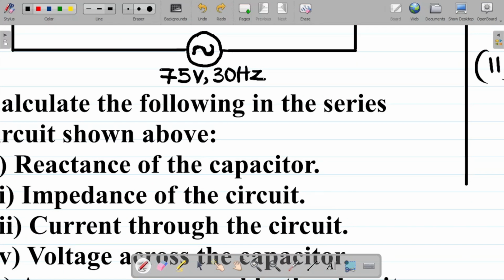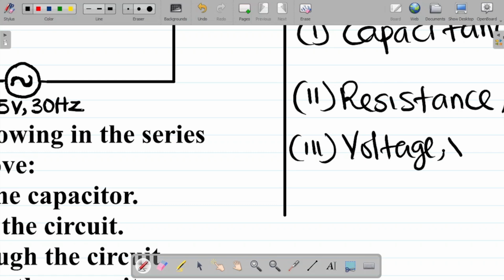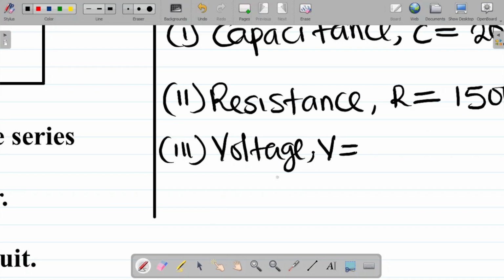So the first thing I'm given there is voltage. To number 3, I, you're given voltage, that's V, equal to 75 volts. So this is 75 volts. That's III.